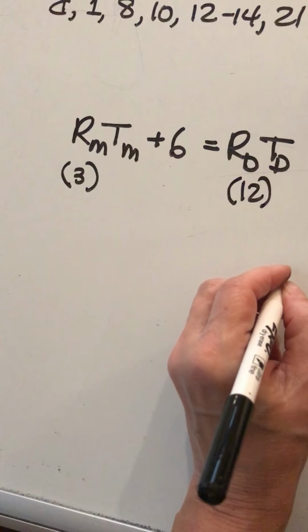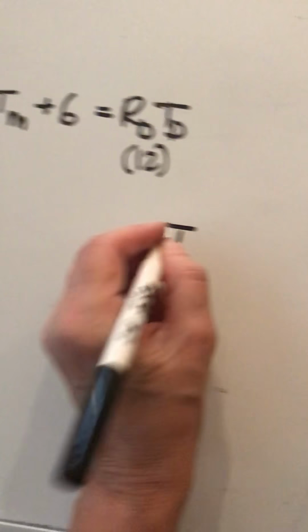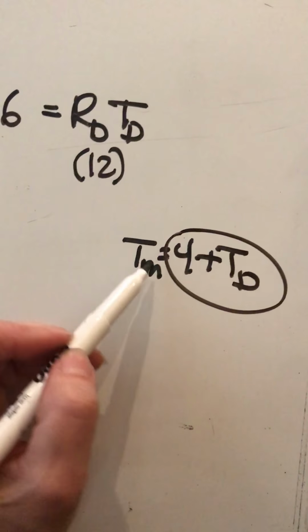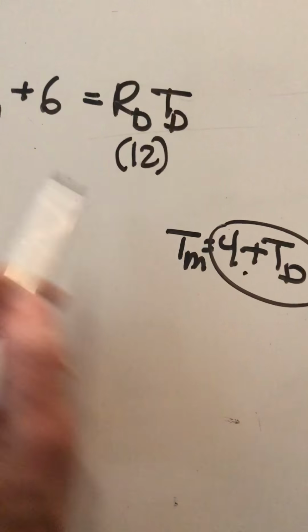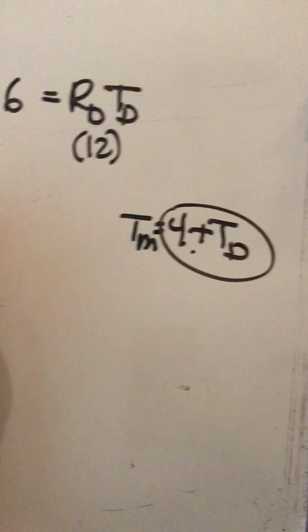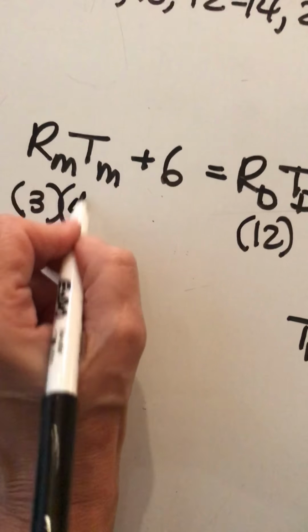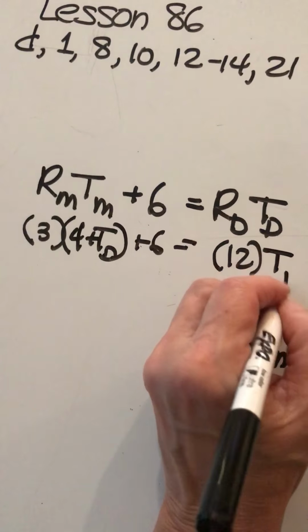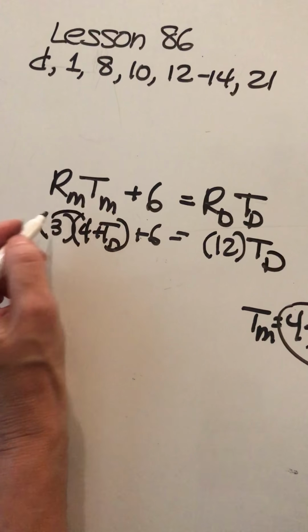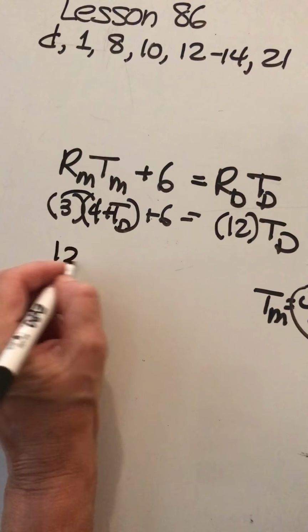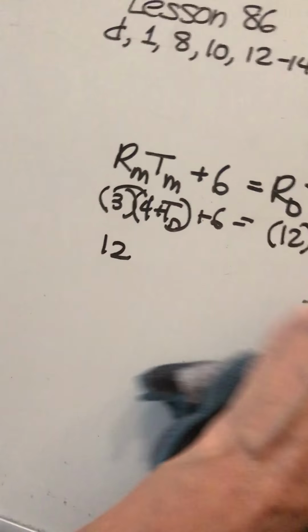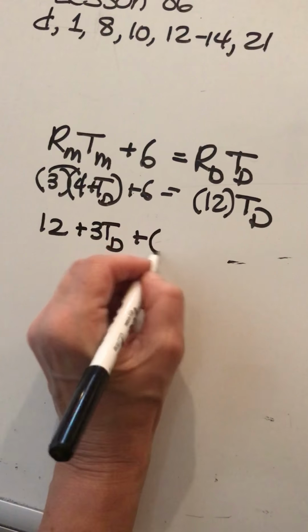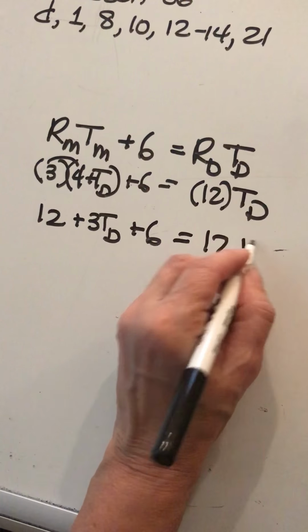The last equation says TM equals 4 plus TD. So I'm going to substitute this part in for TM in this equation. So for TM, I'm substituting 4 plus TD. 4 plus TD plus 6 equals, and I'm writing TD there. I use distribution. 3 times 4 is 12. Plus 3 TD plus 6 equals 12 TD.